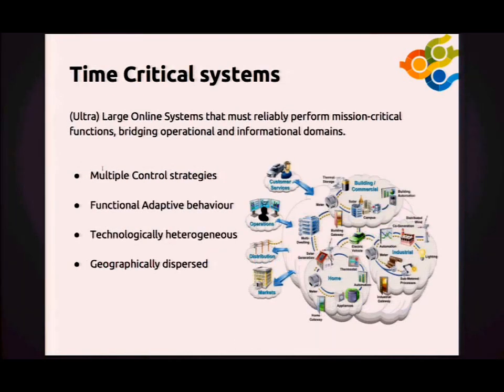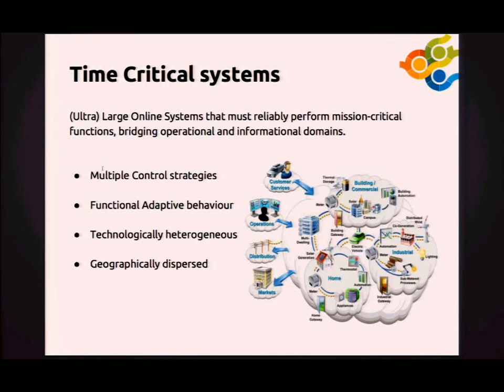So time-critical systems, what do we mean when we say time-critical systems? Well, we mean a lot of systems. But to put it in one sentence, ultra-large online systems that have a critical function and often go across operational domains. On the right hand, there's a nice image of a cloud, and people who thought cloud applications are just web applications, no, they're not, at least not in our definition. This is a representation of an energy grid, a smart grid. And it kind of shows what we mean with time-critical systems.